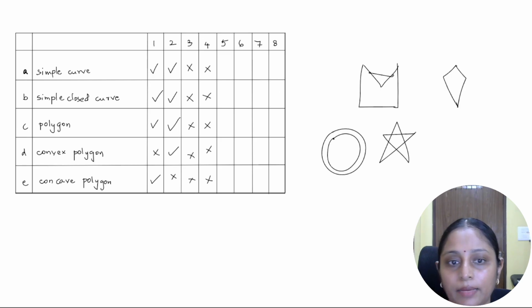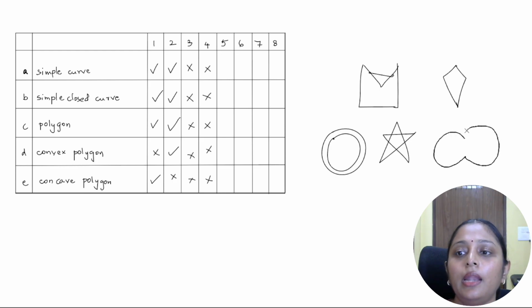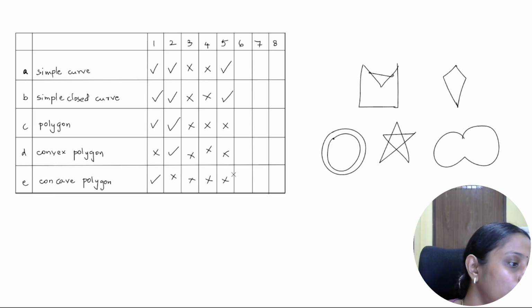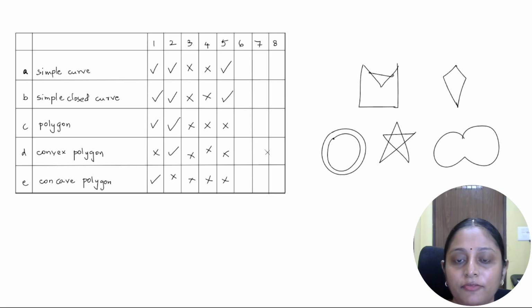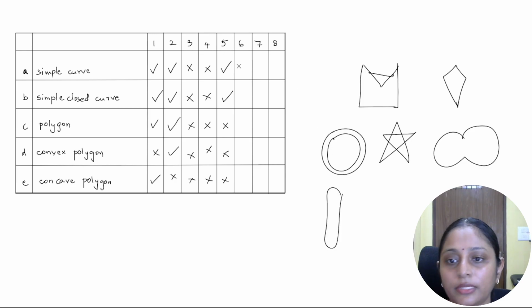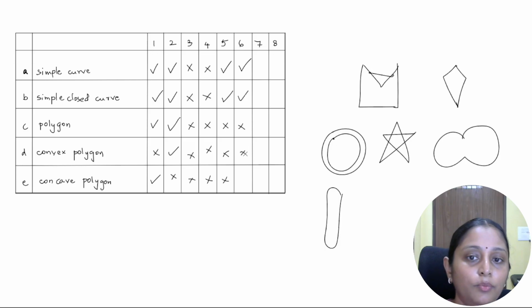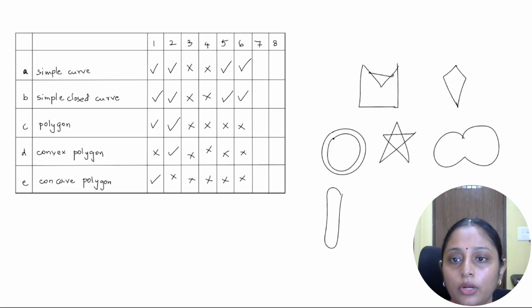Okay, next, coming to the fifth figure. Now, does it cross itself anywhere? No, it does not. It is closed, right? So it is simple, it is closed. Is it a polygon? Is it made up of line segments? It is not made up of line segments. So we can't talk about it being convex or concave. Okay, so that is about our fifth one. And then I have this figure. Is it simple? It's not crossing itself anywhere and it is closed. Okay, is it a polygon? It's not a polygon, right?